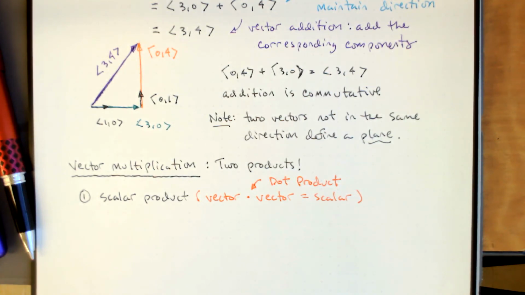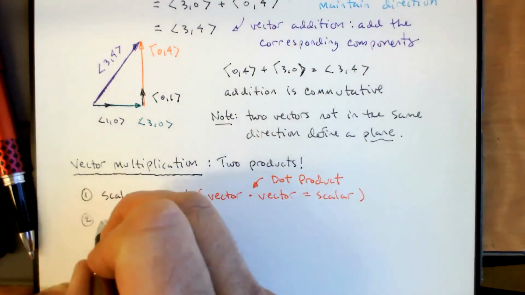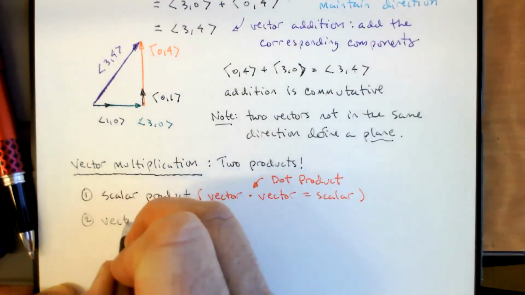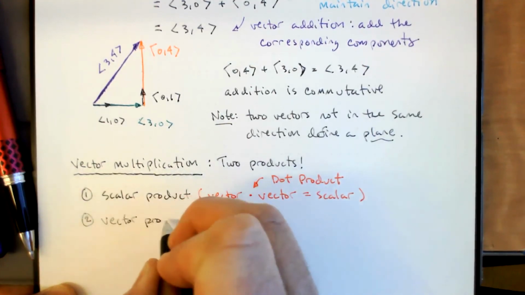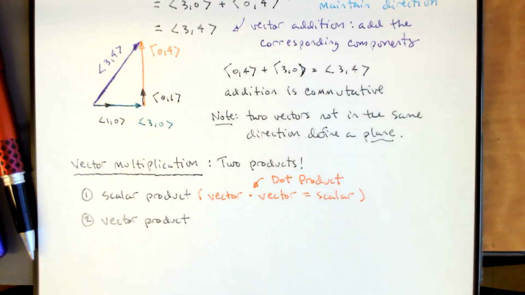The other kind of multiplication that we have is a vector product. This is where we take a vector, multiply it by another vector, and come up with a vector. Thus, the product is a vector, so we'll call it the vector product.